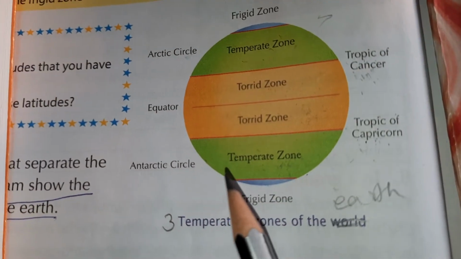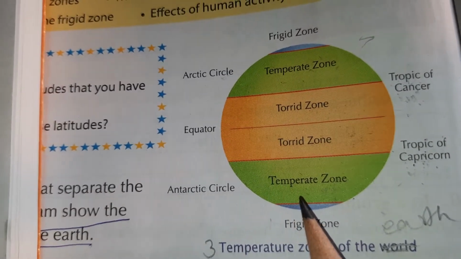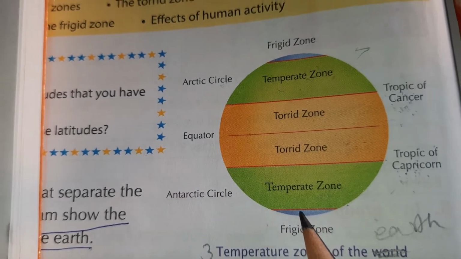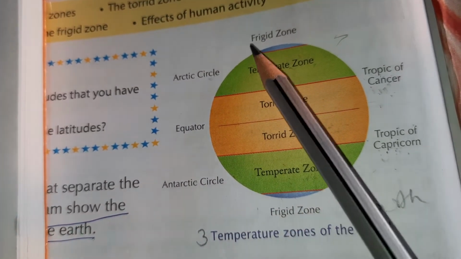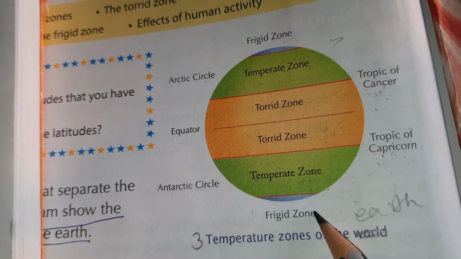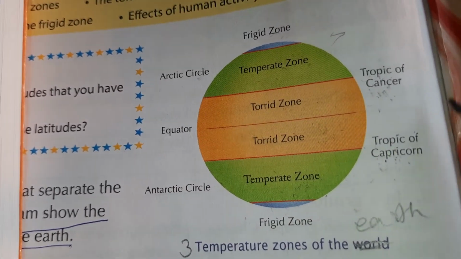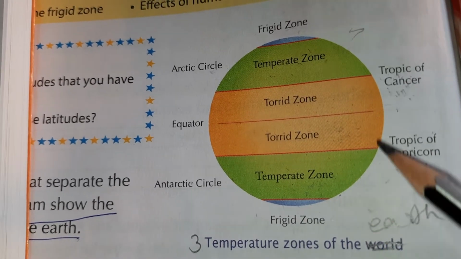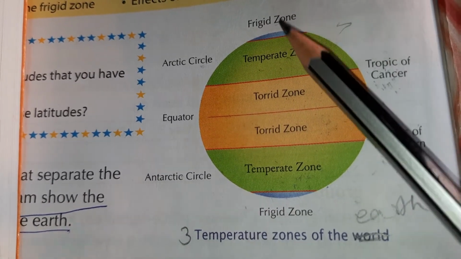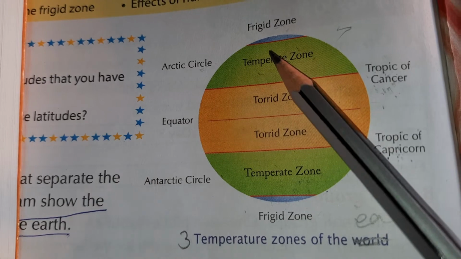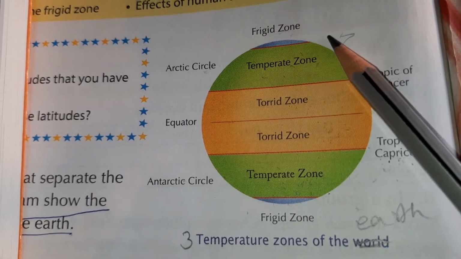So, see here where the frigid zone is. Frigid zone, it is in blue color. So, the frigid zone lies between the Arctic Circle and the North Pole in the Northern Hemisphere.